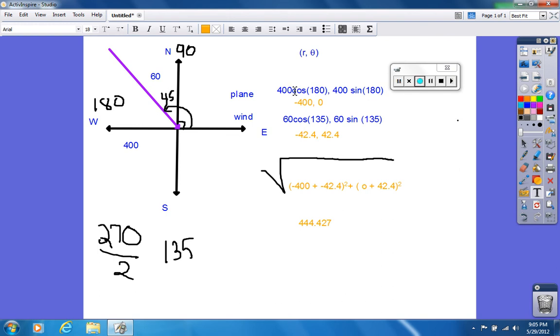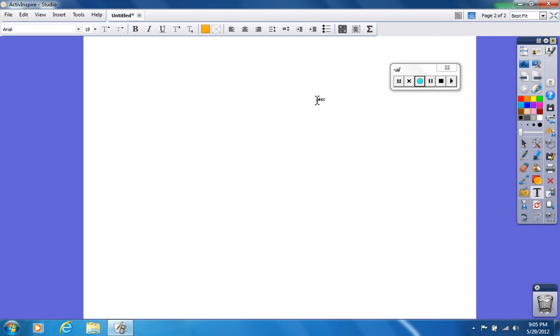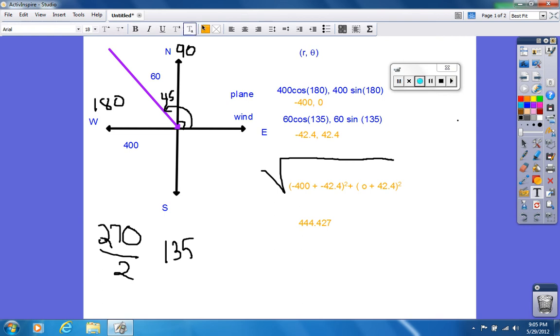So I simply did the ordered pair of the plane plus the ordered pair of the wind, and I did the square root of the sum of each square. Okay, now I need to find the angle. If we remember before, let me stay on the screen so we can see all the pictures. The formula is tan to the -1 of y over x, okay?